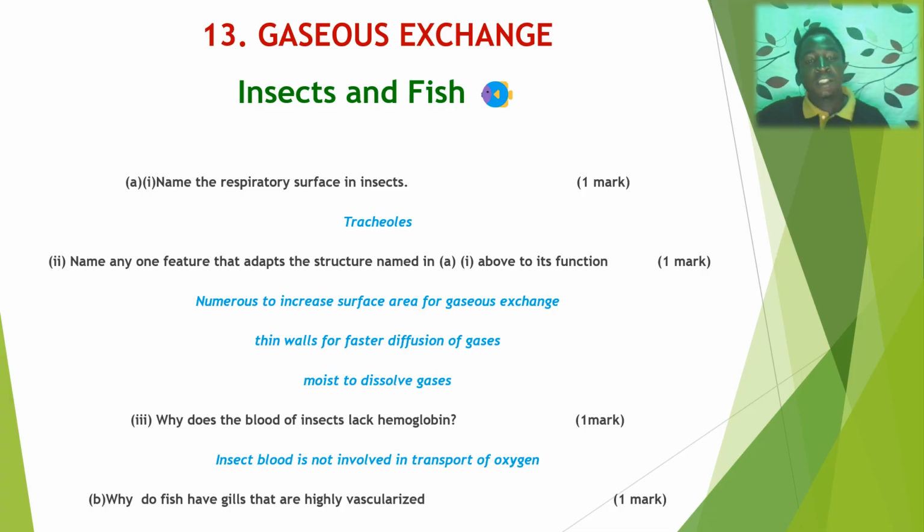Next question is from gaseous exchange, specifically insects and fish. So we are to name the respiratory surface in insects. That is the tracheae. Remember, the tracheal system in insects. Then we are also to name one feature that adapts the trachea to perform its function. By the way, the characteristics of respiratory surfaces are usually almost the same in all organisms.